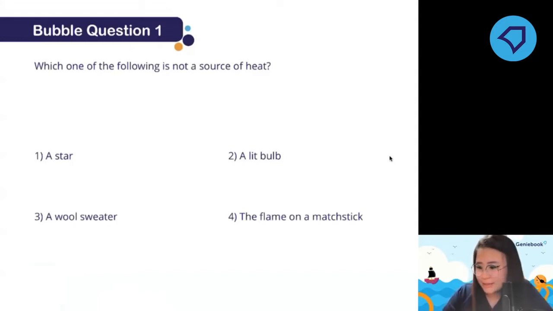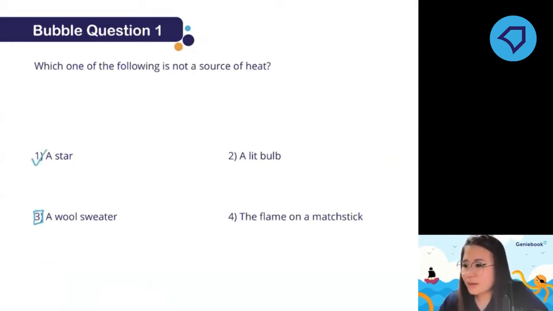How did you get that? We go through all the options to make sure that everybody understands. So we have A, a star. Is a star not a source of heat? It is a source of heat. It's actually burning material up in the sky. It is a source of heat.